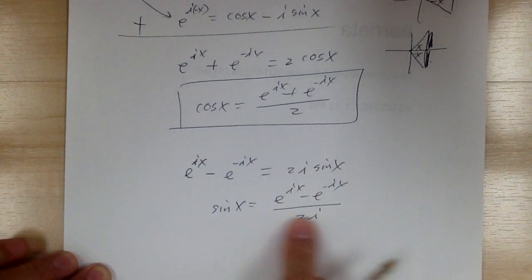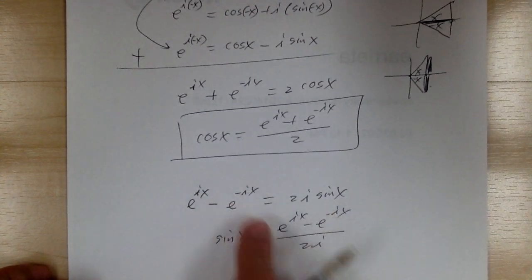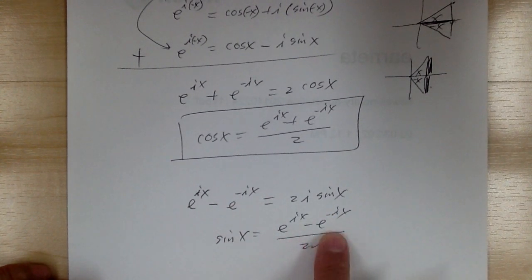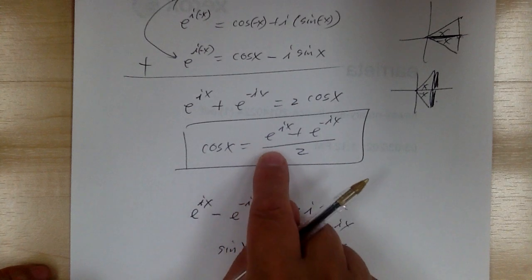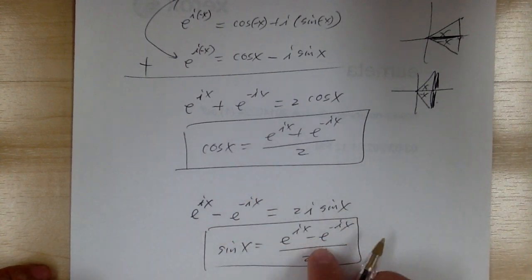Now this one is not as useful, because most of the time when you're dealing with this type of equation, you don't want to mess with the i. So the cosine one is more useful. You'll probably use it more often than the sine one here.